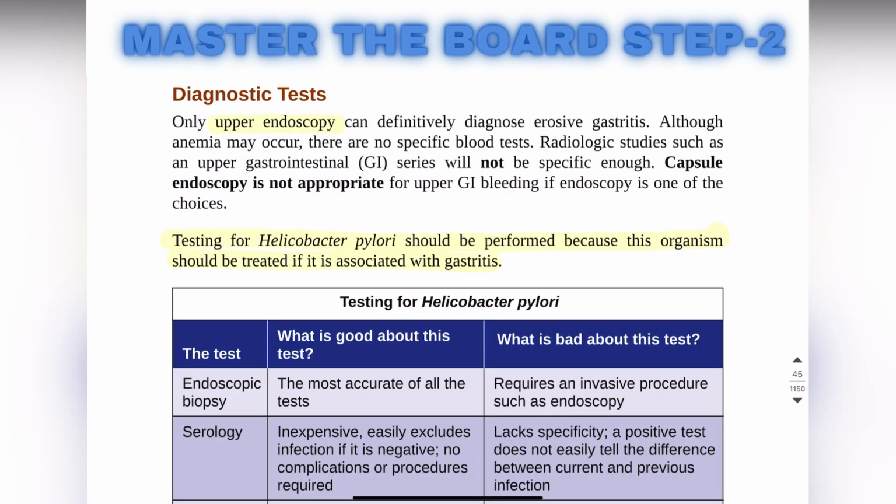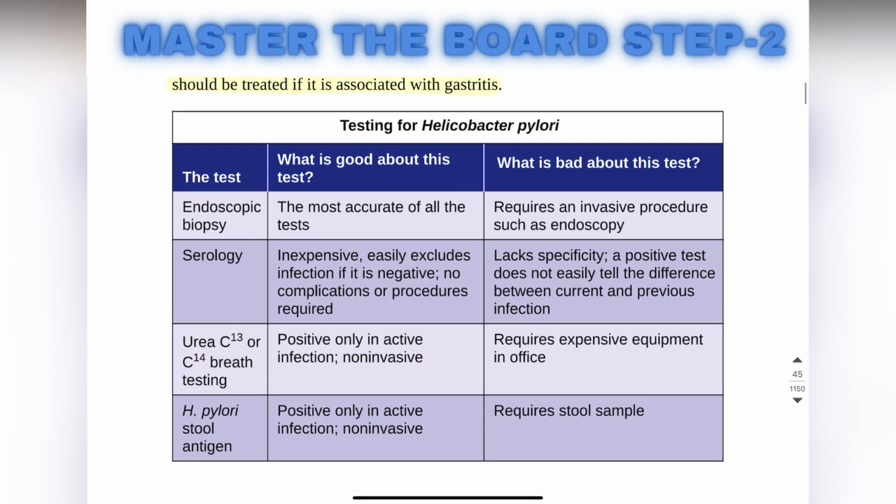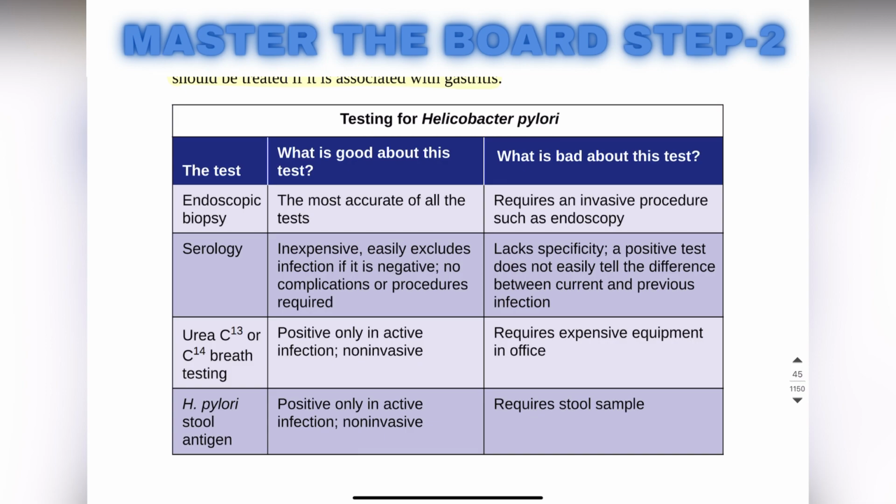So what are the diagnostic tests? Only the upper endoscopy is a definitive test for the diagnosis of gastritis. Capsule endoscopy is not appropriate for upper GI bleeding. Testing for Helicobacter pylori should also be performed because if it is associated with gastritis, it should be treated. And what tests are performed for Helicobacter pylori?